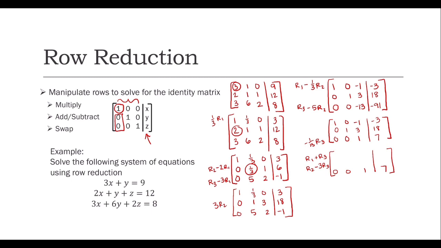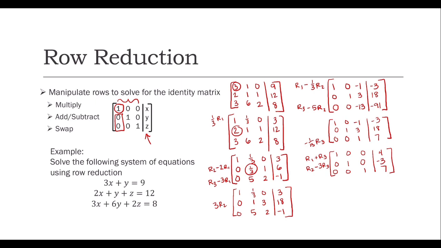So we have 1 plus 0 is 1, 0 plus 0 is 0, negative 1 plus 1 is 0, negative 3 plus 7 is 4. And then row 2 minus 3 times row 3, 0 minus 0 is 0, 1 minus 0 is 1, 3 minus 3 is 0, and then 18 minus 21 is negative 3.